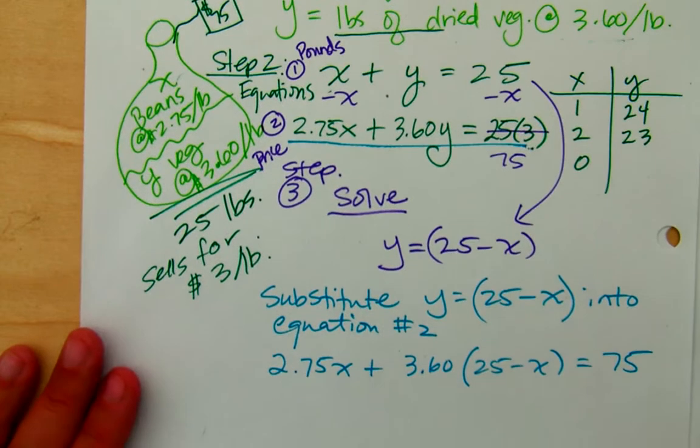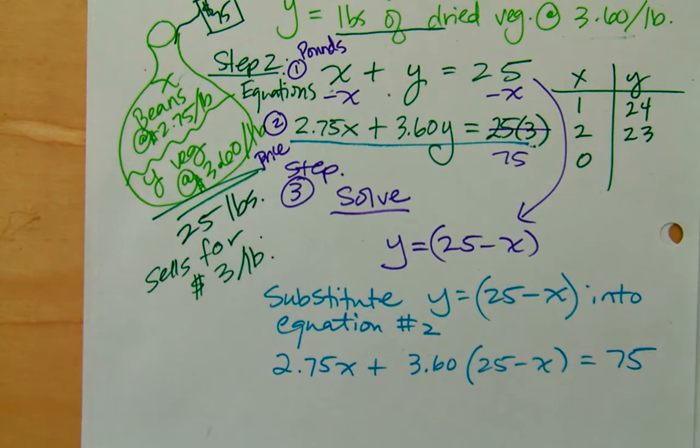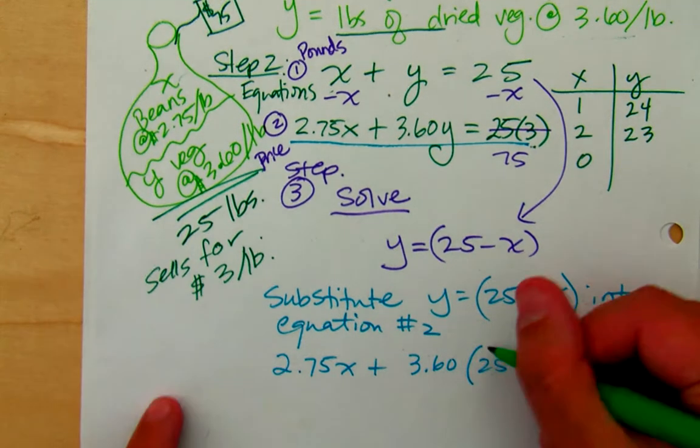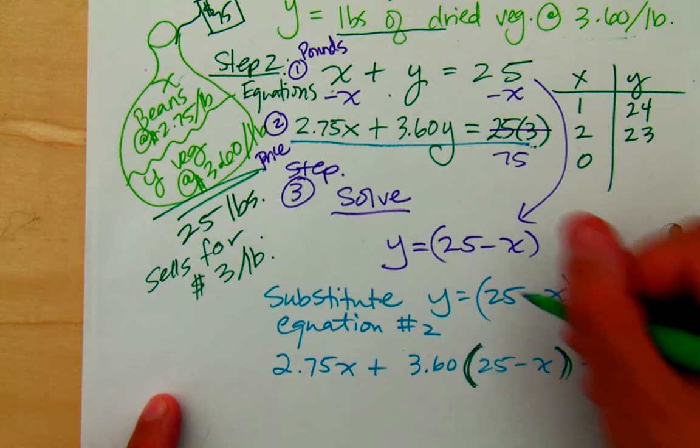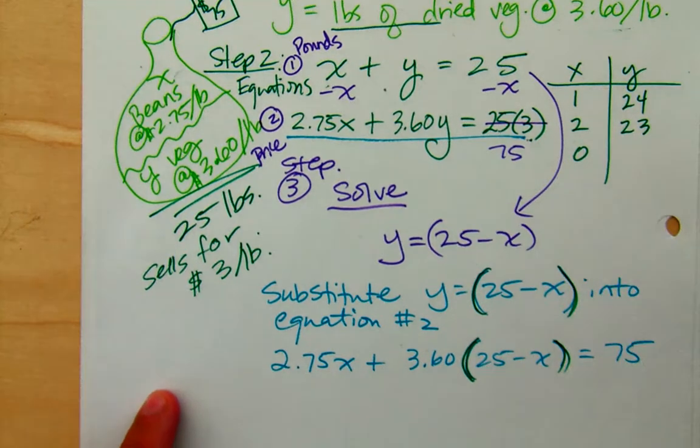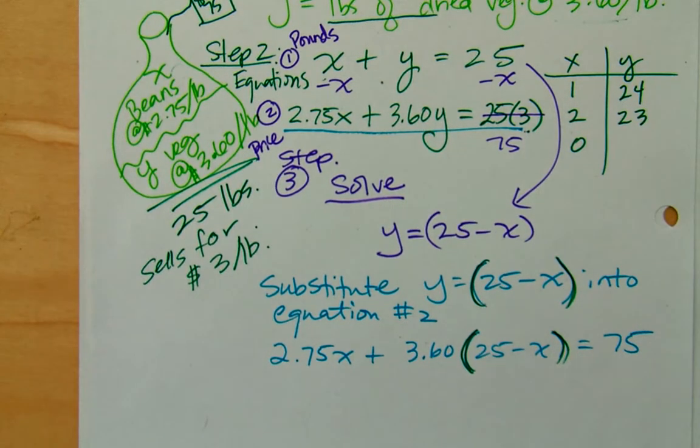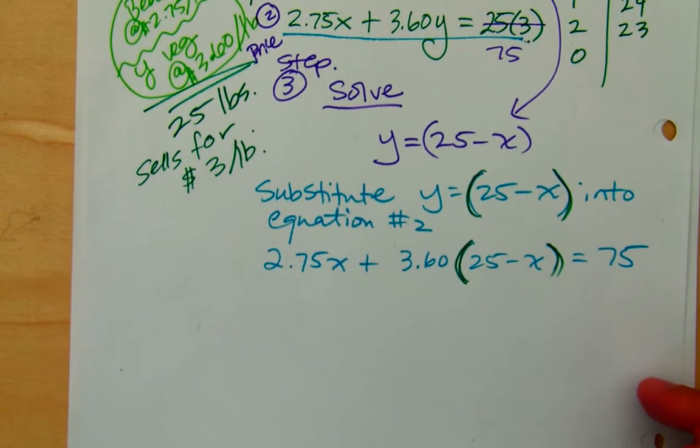Does everybody see that substitution? This right here was what got substituted in for Y. So that's the substitution. Why did we do that? What's the whole point? What's the purpose? What am I setting myself up to do now? Yeah, now I have an equation in one variable.